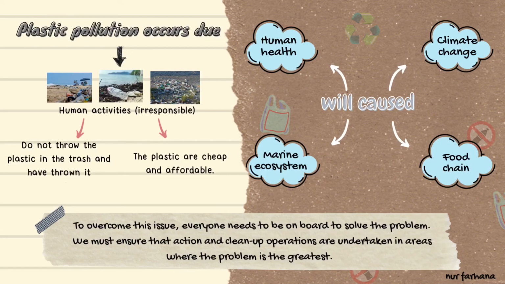Like we explained before, this plastic pollution will cause human health to be exposed, which will lead to a variety of dangerous diseases. It also causes climate change, and the marine ecosystem and the food chain will be disrupted. To overcome this issue, everyone needs to be on board to solve the problem. We must ensure that action and cleanup operations are undertaken in areas where the problem is the greatest.